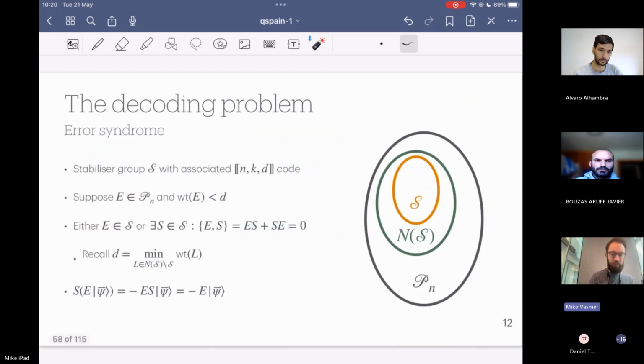And so what does that tell us? That tells us something quite useful. Let's imagine we have this state, which is E acting on an encoded state psi bar. And then imagine we act with the stabilizer S that anti-commutes with E on this state. Well, then we can just anti-commute it through, and then S on psi bar is just psi bar because of the definition of the stabilizer code. So what you've shown is that E psi bar is a -1 eigenstate of the operator S. This is not what we wanted, since our encoded states are supposed to be +1 eigenstates of the stabilizers. But now we can see that by measuring the stabilizers, we're going to be able to get some information about the error.